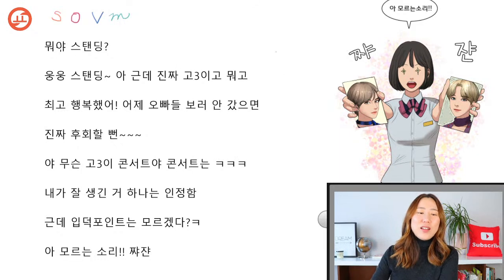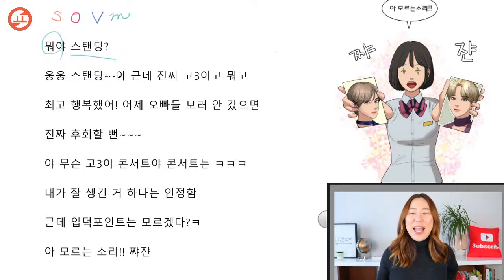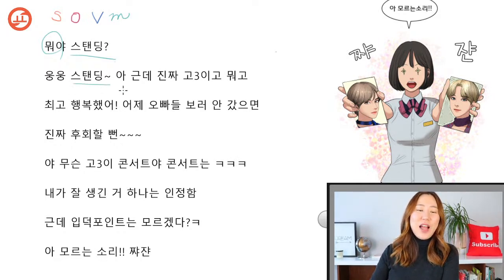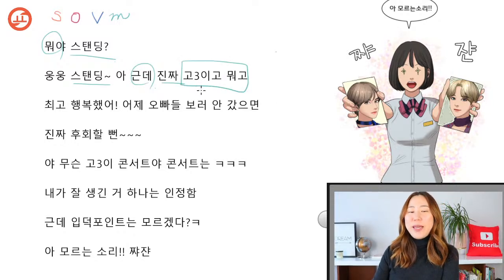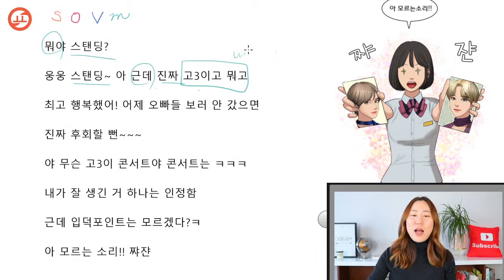뭐야? What the hell? Standing? What is she saying? So you had a standing seat. So you're standing the whole time. That's why you're aching on your waist and legs. Standing. 아, 근데 by the way, 진짜 really 고3이고 뭐고. So this may be an expression. You may hear this format from Korean drama. 고3이고 뭐고, or 고3이고 나발이고, or something like that.